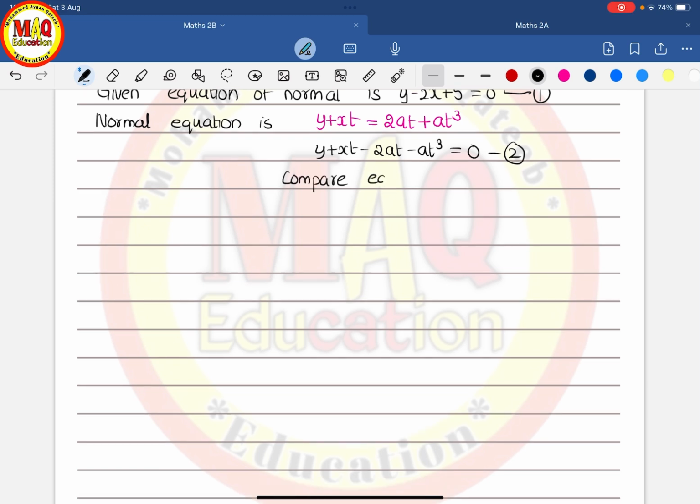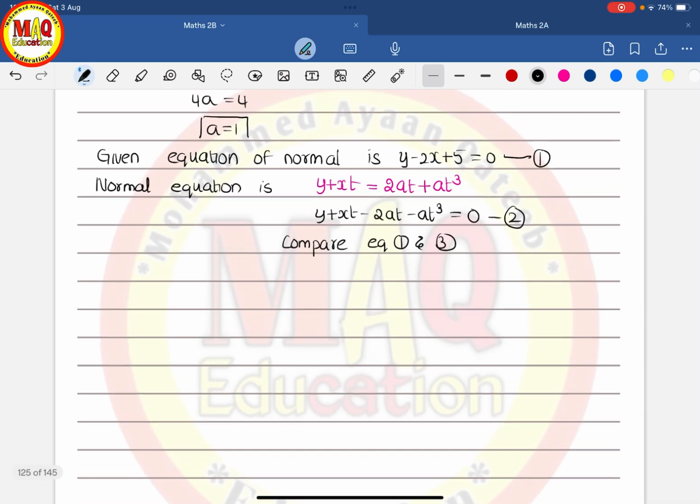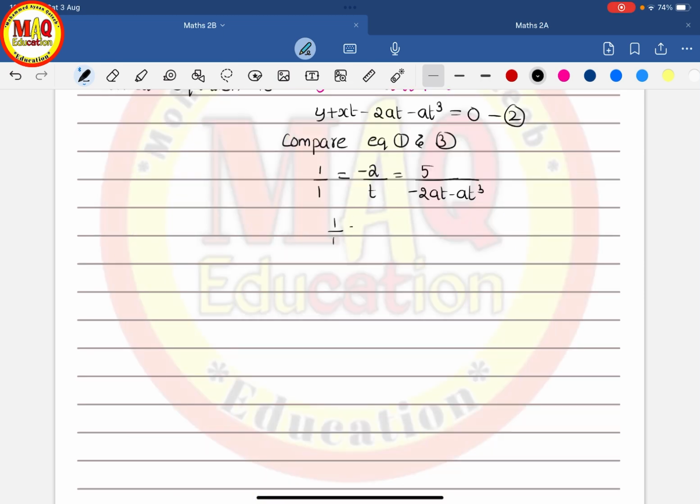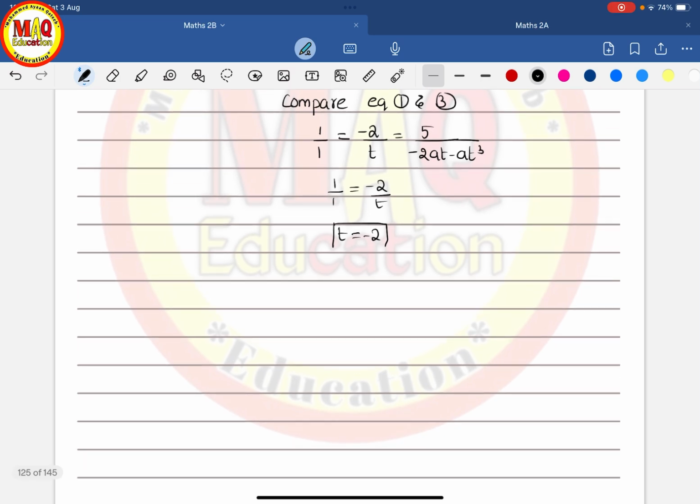Compare equation 1 and 2. So here for equation 1, y coefficient is 1, and for equation 2, y coefficient is 1, 1 by 1 equal to, for equation 1, x coefficient is minus 2, for equation 2, x coefficient is t. For equation 1, constant is 5, for equation 2, 2at minus at cube. 1 by 1 equal to minus 2 by t, cross multiply, t equal to minus 2 we will get. We got t value.